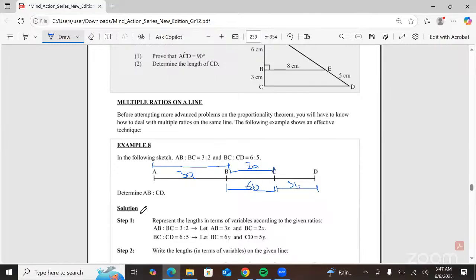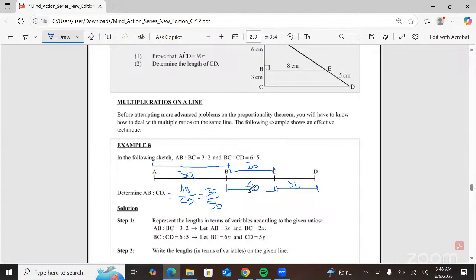What does it want? Oh, it's AB to CD. So you can write that as a fraction. The first one is a numerator. AB over CD. Fine. What is AB? It's 3A over CD. Here CD is what? It's 5B. 5B, like this.